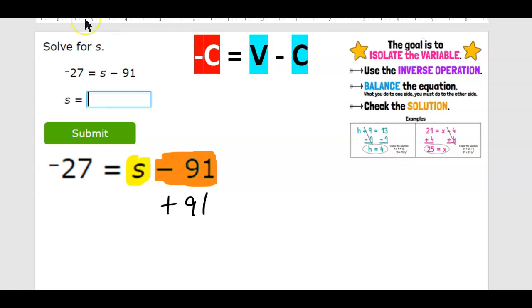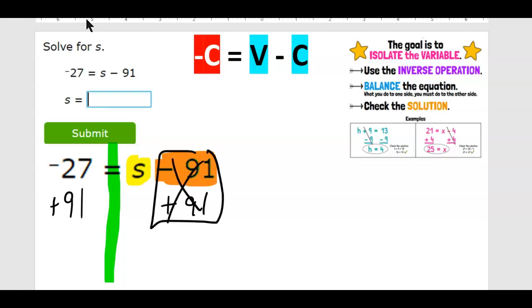Whatever you do to one side, now we've got to balance the equation. Do that to the other side. Remember it forever. Plus 91 over here. And so now this cancels out, right? So we know we still have our S. I'm just going to bring the S down here to make it line up with this work. So there's my equal sign. See, I just dropped it down here.